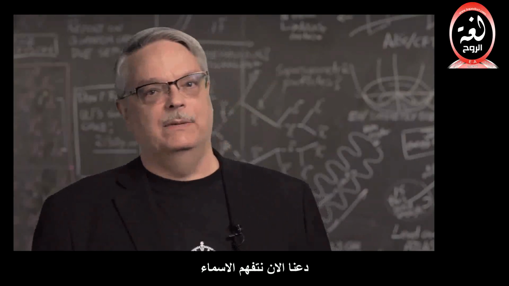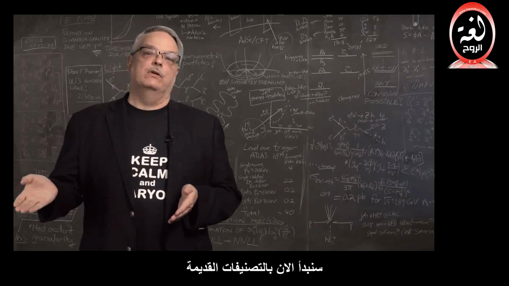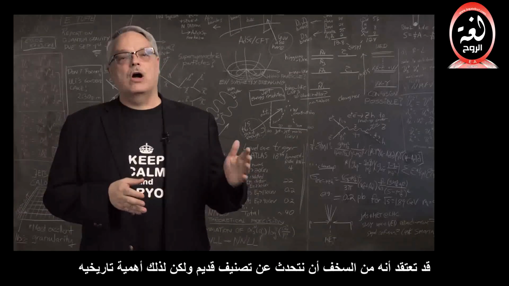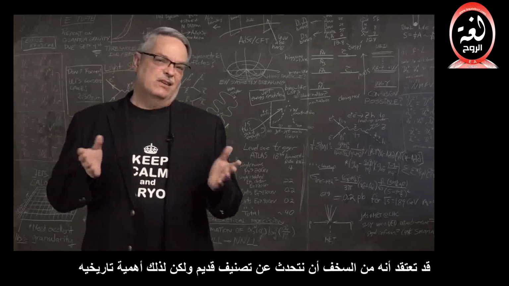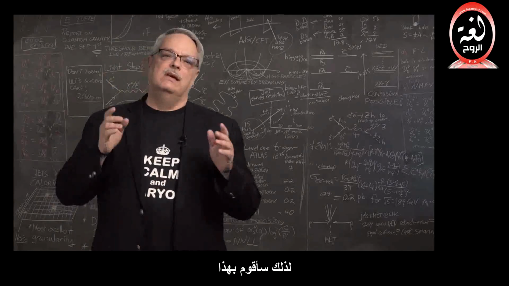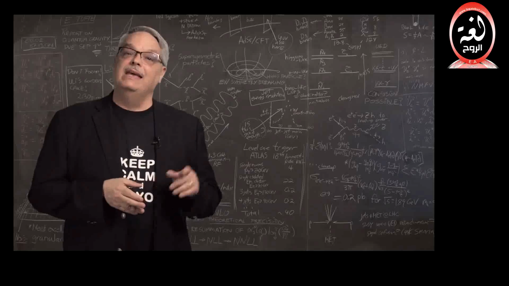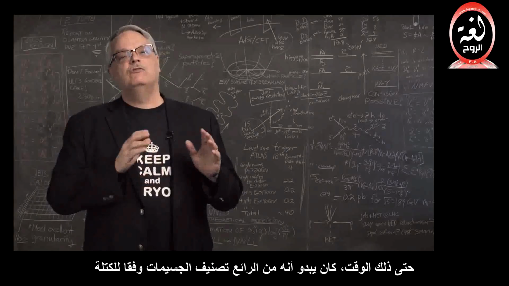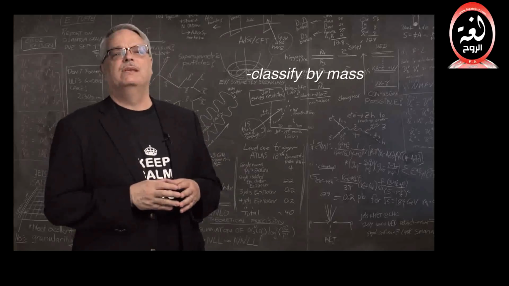Now let's dig into the names. We'll start with an obsolete set of categories. You'd think it'd be silly to talk about an obsolete category, but they have historical significance and can cause modern confusion, so I'm going to do that. So let's think about the 1940s and 1950s. At that time, it seemed to make great sense to classify particles in terms of their mass.